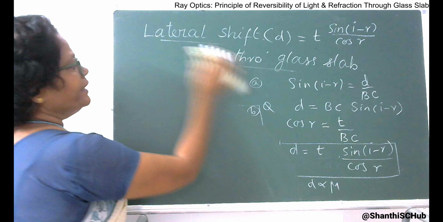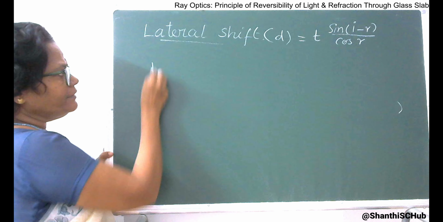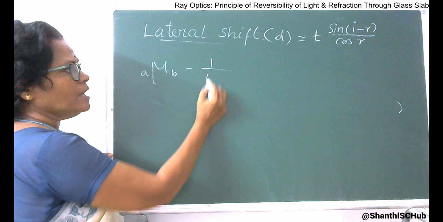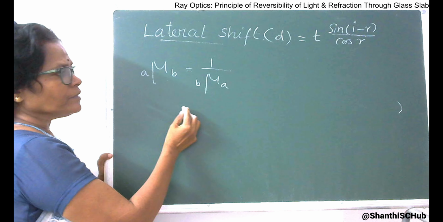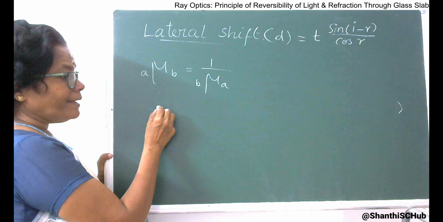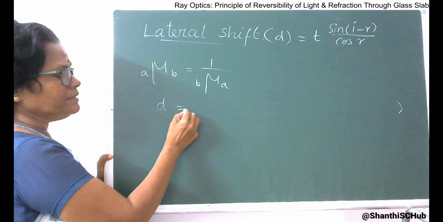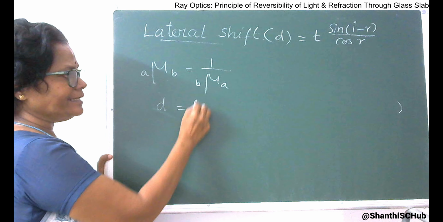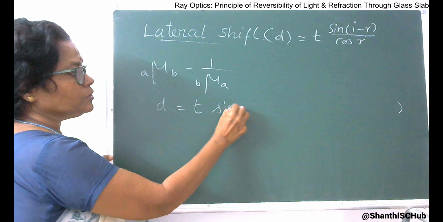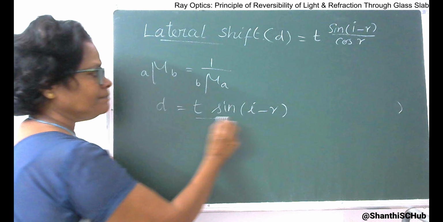So now in this session, you have done what is meant by the principle of reversibility of light: mu of the second medium with respect to the first medium, or mu of B medium with respect to A medium, is 1 upon mu of A medium with respect to B medium. I gave many other examples. And what is lateral shift? The parallelly shifted emergent ray from the incident direction, the minimum distance between the incident direction and the emergent direction, directly proportional to the thickness of the medium that refracts, and directly proportional to the sine value of I minus R, which means directly proportional to the I value, the angle of incidence.